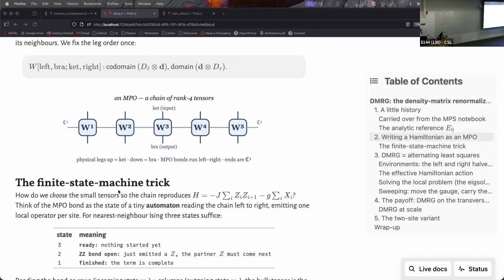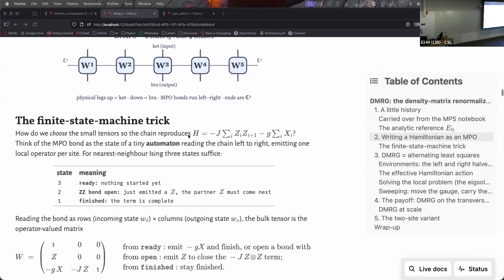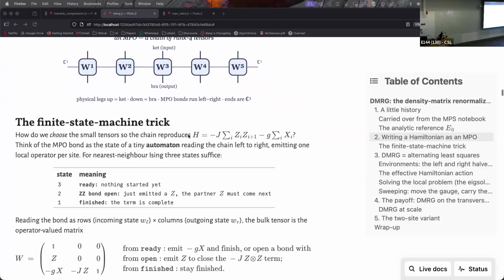And so now, of course, the question is: how do I go from a sum of local terms into something that looks like this W? How do I fill in the entries of this W? There's a very fun trick, which boils down to finite state machines. Who has not heard of a finite state machine?